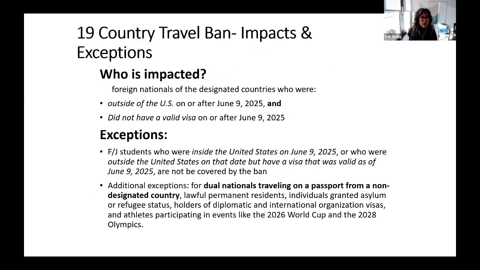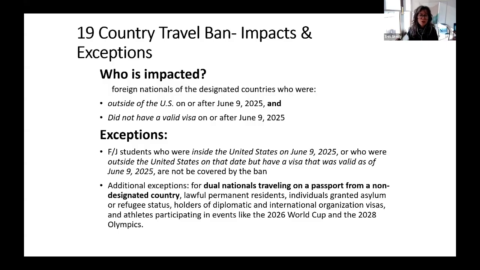If you are a student, so who's impacted: you're outside of the US and you didn't have a valid visa on June 9th. So both things would be true. Exceptions: some students are actually inside the US on June 9th, or are outside but had a valid visa on that date and the visa is still valid for entry.